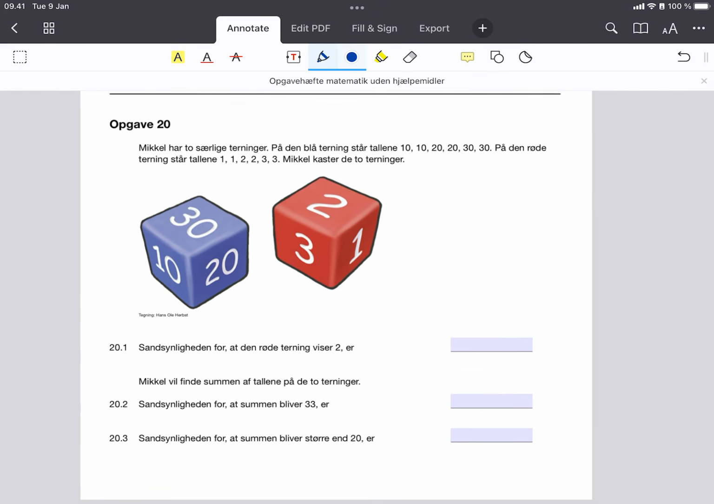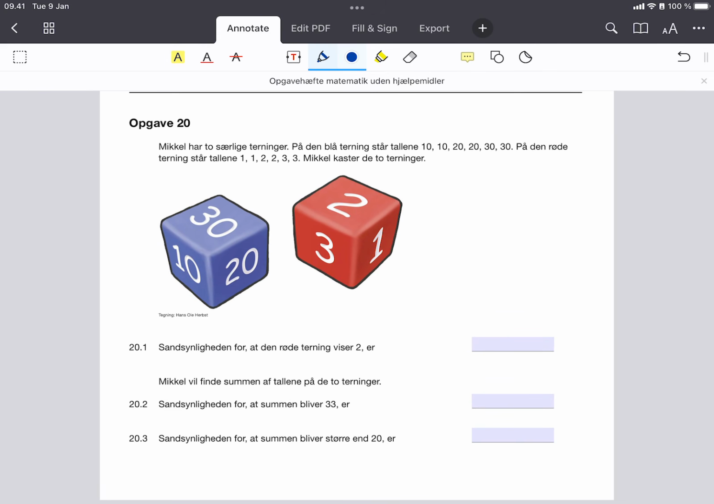Okay, so Mikkel has 2 special dice. On the blue die, he can throw 10, 10, 20, 20, 30 or 30. So it's not going 10, 20, 30, 40, 50, 60. And on the red one, the numbers say 1, 1, 2, 2, 3, 3. So there's no 4, 5 or 6.